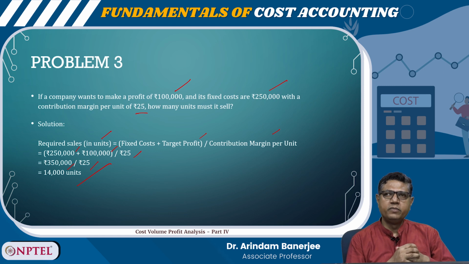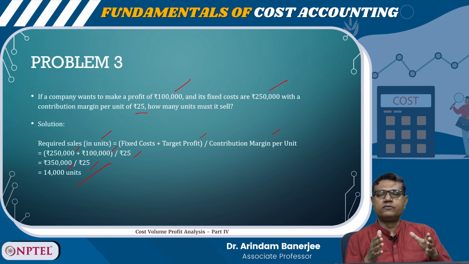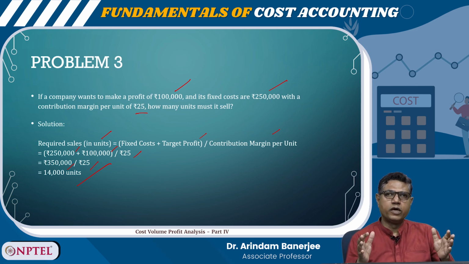Now, if you remember, we discussed in the previous session that in marginal costing we divide the total cost into two parts. One is the variable cost and the other is the fixed cost. Variable cost is that part of total cost which varies with the level of sales, within a given time frame and within a given level of production.